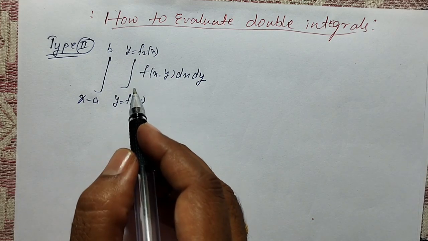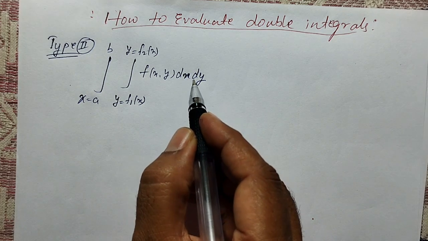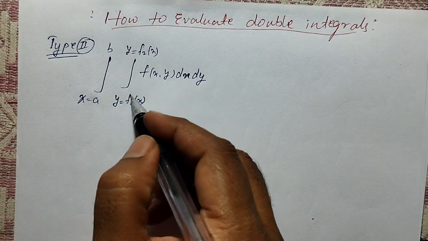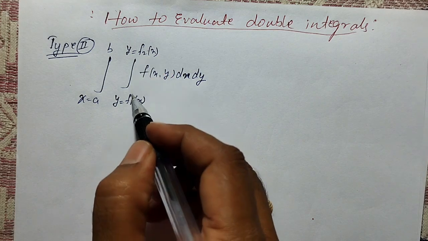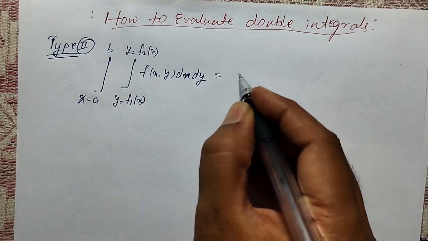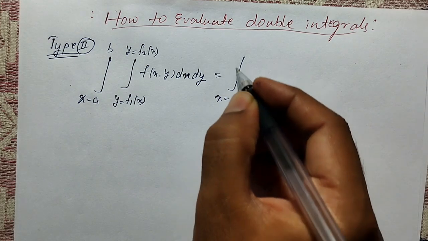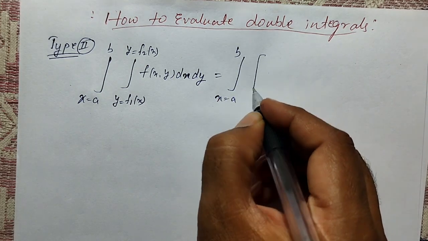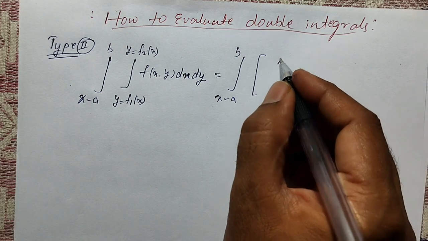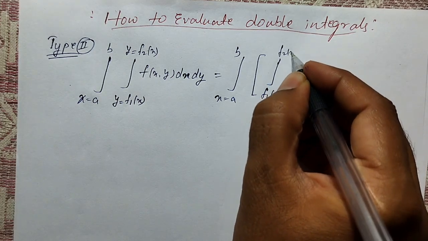In such cases, you don't have to concentrate on dx dy. You have to concentrate on the functions for what they are. In such cases, first you have to integrate with respect to y, then with respect to x. For that reason, I can rewrite this as x equal to a to x equal to b, and I will put one bracket which is to be integrated first. That is integrated from f1 of x to f2 of x.